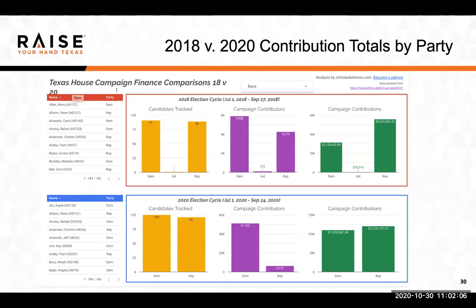The contributions in 2018 to Democrats were 3.1 million versus 11 million in the current cycle, and 5.6 million to Republicans in the 18 cycle, and 12 million in the current cycle.